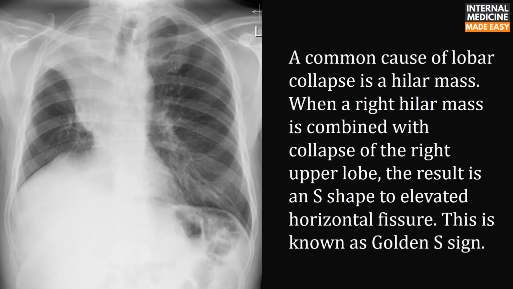A common cause of lobar collapse is a hilar mass. When a right hilar mass is combined with collapse of the right upper lobe, the result is an S shape to the elevated horizontal fissure. This is known as the golden S sign.